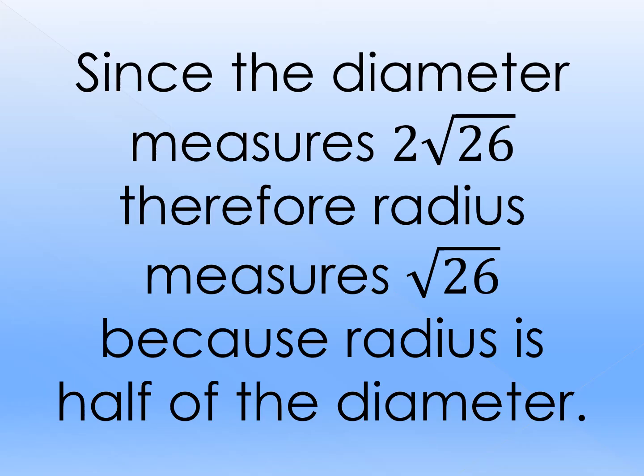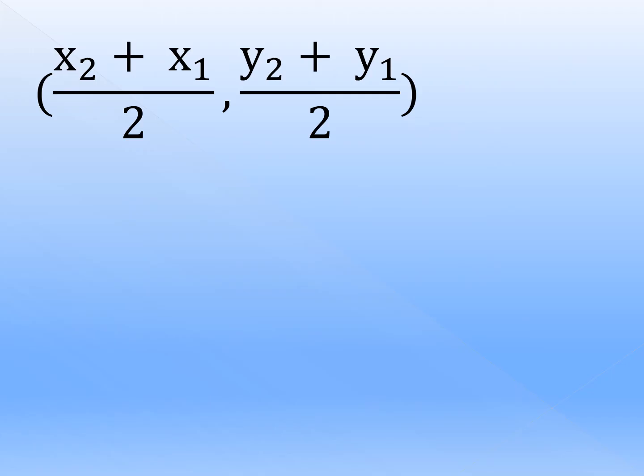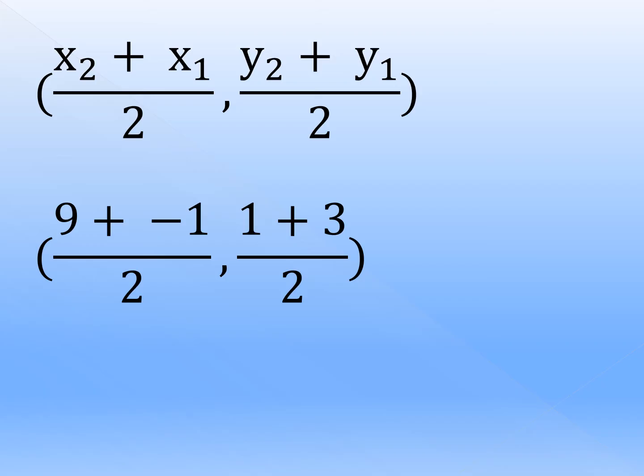The next thing that we need to do is to find the center. To find the center, we need to use the midpoint formula. So this is the formula for the midpoint. Again, we already know the values of x sub 2, x sub 1, and y sub 2, y sub 1. By the substitution property, it will be 9 plus negative 1 all over 2 and 1 plus 3 all over 2. 9 plus negative 1 is equal to 8, and 1 plus 3 is equal to 4.